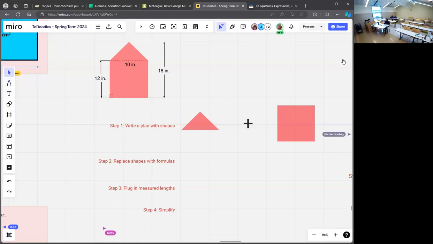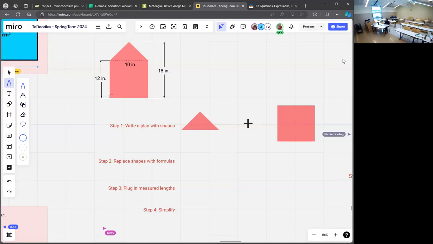So in this case, I'm saying that my shape, this house kind of shape, has a triangle on the top, and it has a kind of square on the bottom. And if I add those two up, I get to the whole thing. So that's my plan. And I encourage you to do that. It doesn't take long to write triangle plus square. No one will grade your handwriting. And if it keeps you organized, you're not going to make a careless mistake.